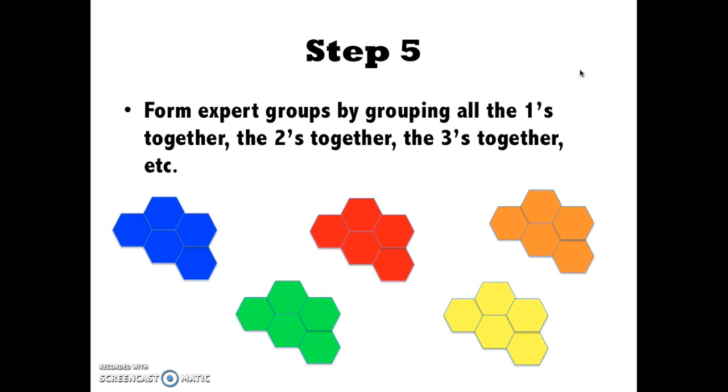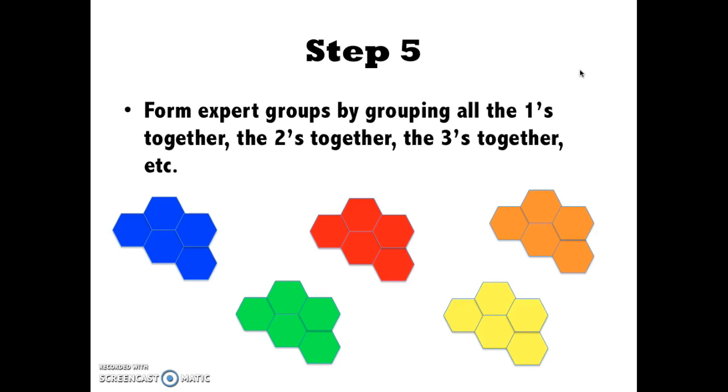Step 5. You're going to form expert groups by grouping together all the 1s, all the 2s, all the 3s. So all of my nouns are now together, all of my pronouns, etc. And now they're going to teach each other what they've learned. So they can find out things they might have missed, things they didn't think of before. They can talk to each other and become experts on their topics.